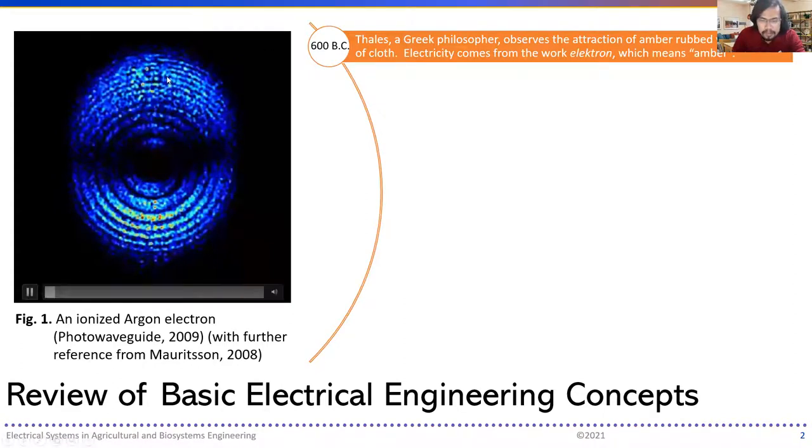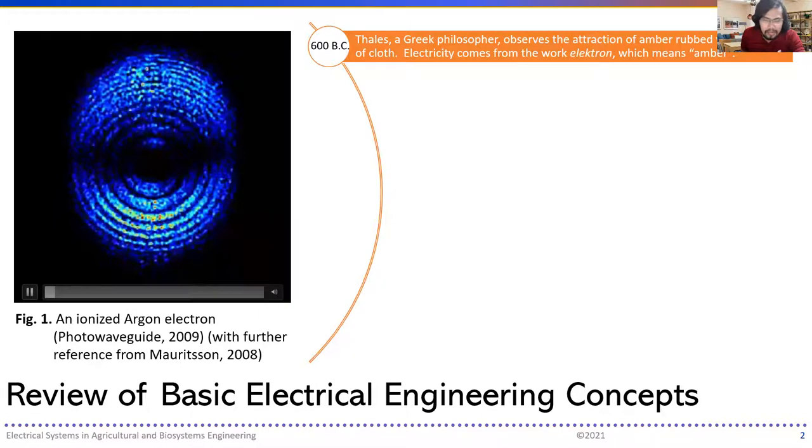From back when Thales, a Greek philosopher, first observed the attraction of amber with a piece of cloth. We can replicate this experiment. And so etymologically, we have the word electricity coming from the Greek word electron, which means amber.